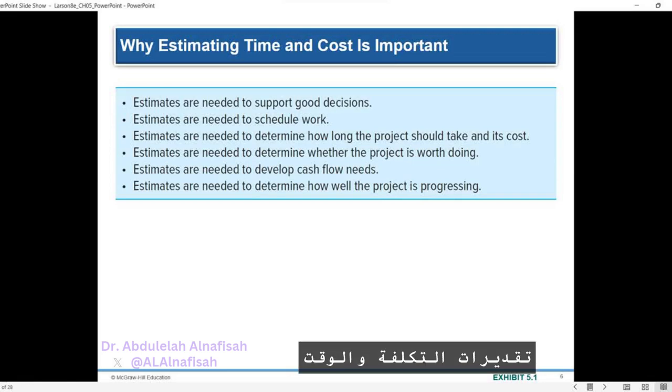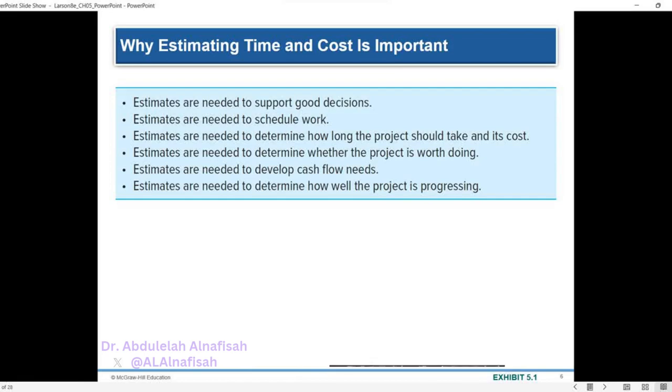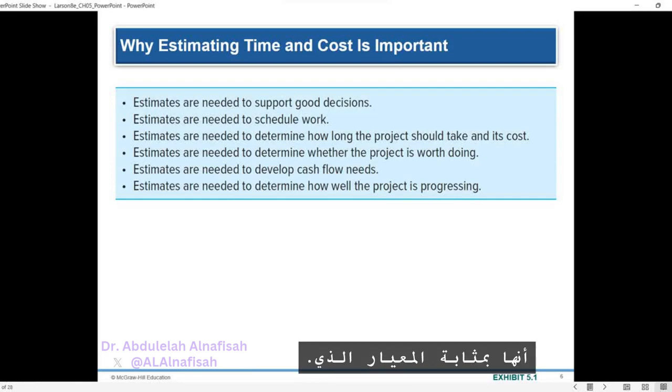Cost, time, and budget estimates are crucial for project control. They act as a standard against which actual progress is compared throughout the project's duration. Reliable estimates are essential inputs for measuring variances and implementing corrective actions in project status reports.